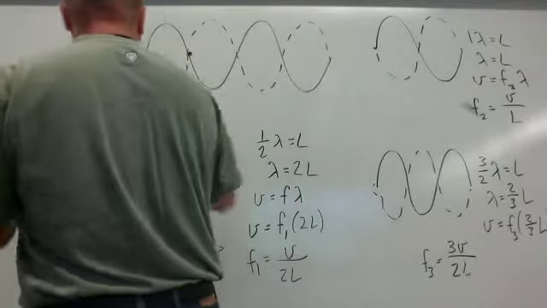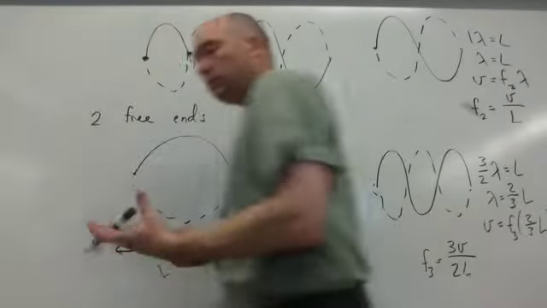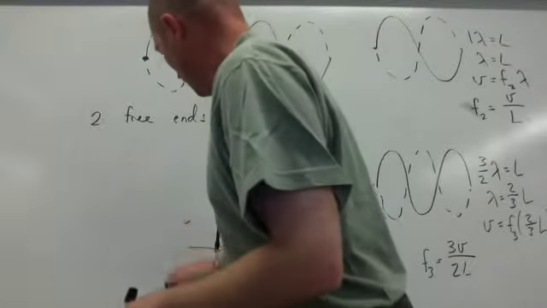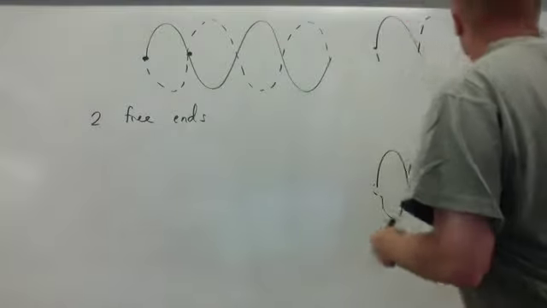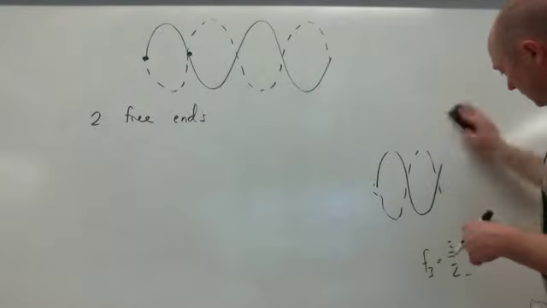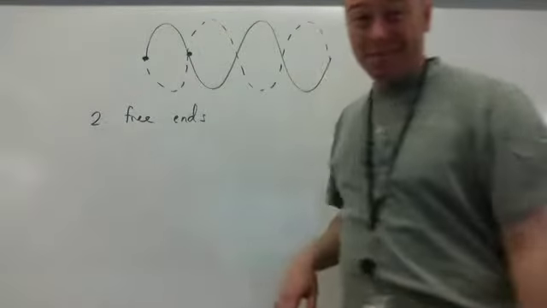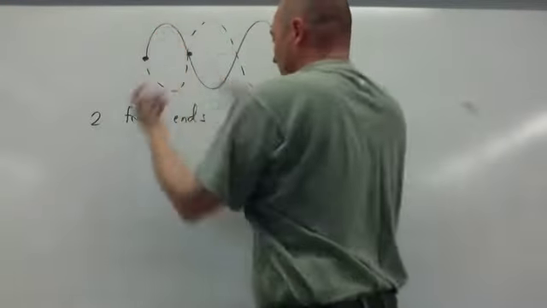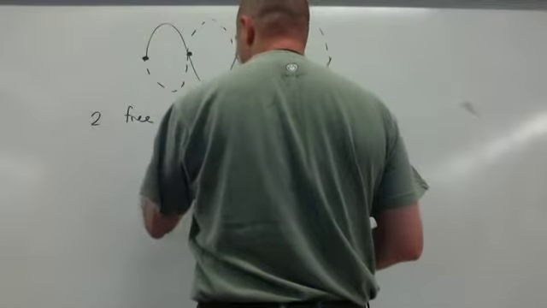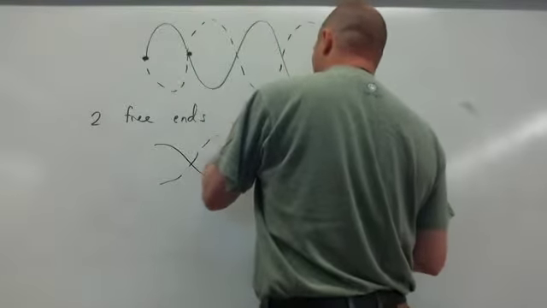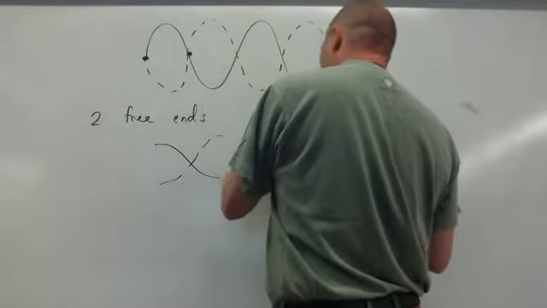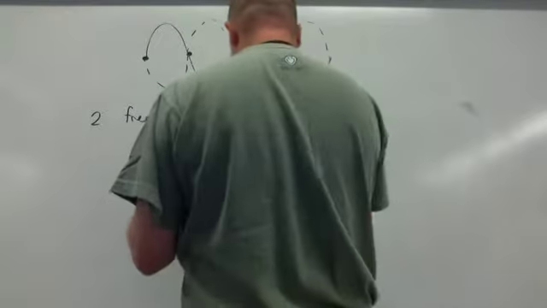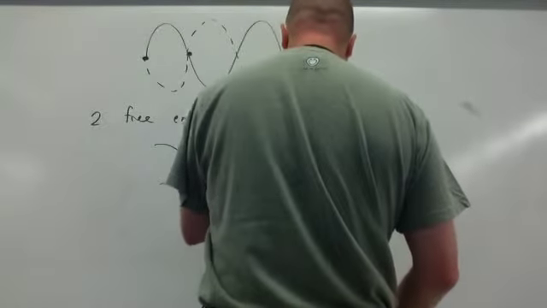If I do 2 free ends, let's do the same process. Free end means each side has to be an antinode. Antinode, antinode. That's the first time it could happen. So my fundamental or my natural frequency is going to look like this. So I have a half a wave equals this, equals 2L. Same difference as I did before. So I get F equals V over 2L.